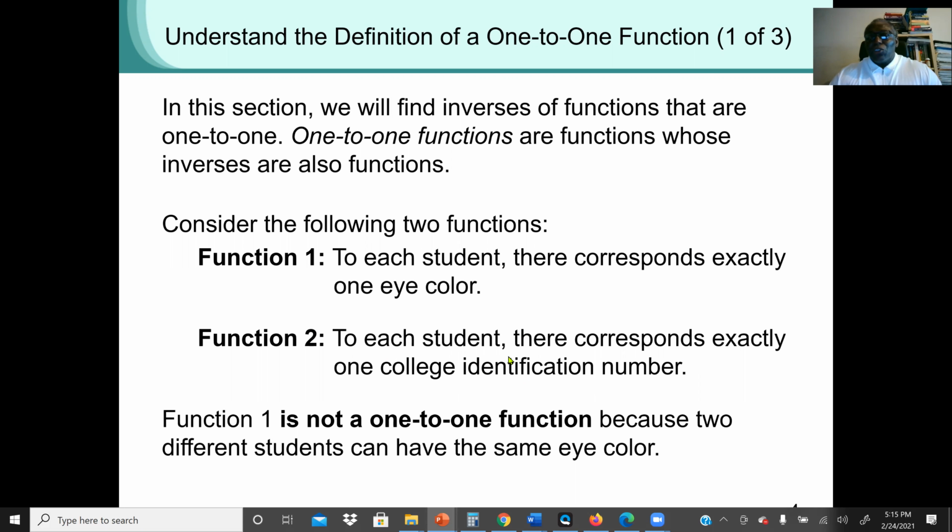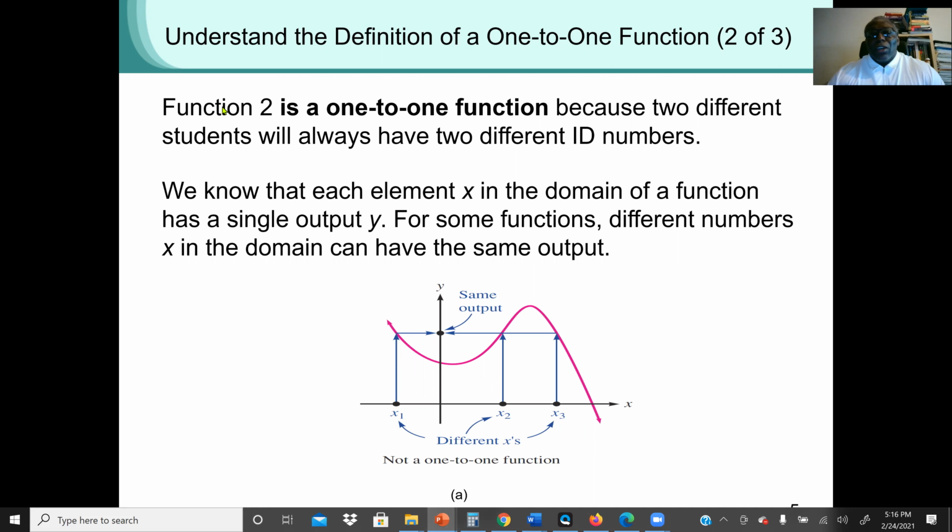So that is again the difference, the concept of a one-to-one function. We can see that function one is not a one-to-one function. Why? Because two students can have the same eye color, not one student. But the second one, two students cannot have the same college ID number. So only one student may have one unique college ID number. So function two again is the definition of a one-to-one function. So that's what we say here. Function two is a one-to-one function because two different students will always have two different ID numbers.